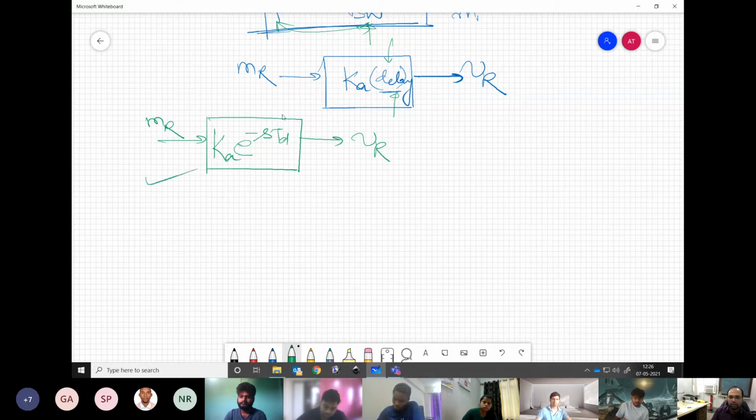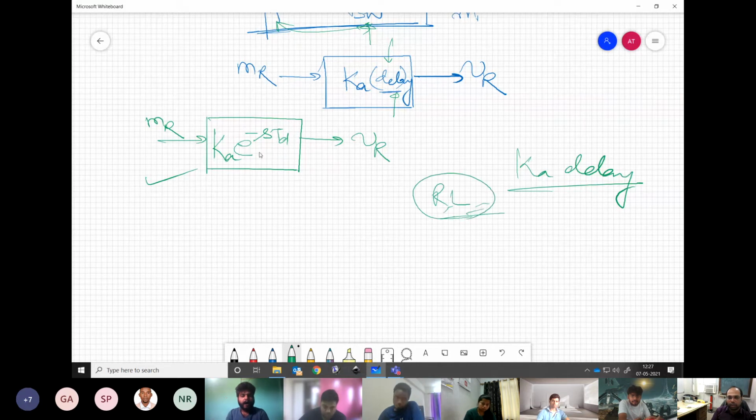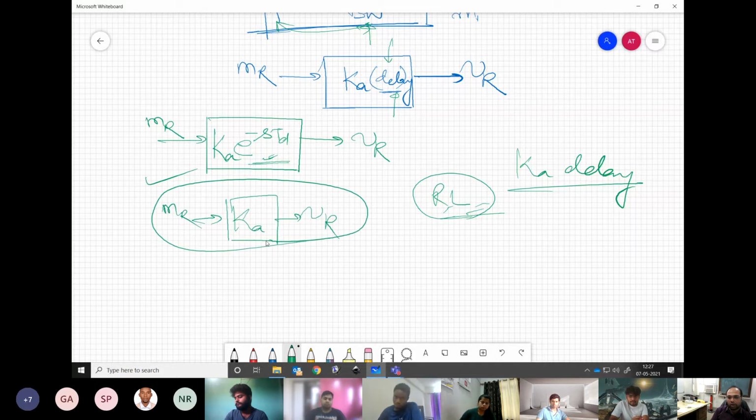In general, any system has this kind of characteristic. Any control system will have some gain and some delay. Take any system, whether your RL circuit or anything, everything you can express in terms of the gain and the delay. Understanding my point? Yes, sir. For simplicity, we drop this term e raised to the power minus std and take only Ka, nothing else. And we model our converter like this.